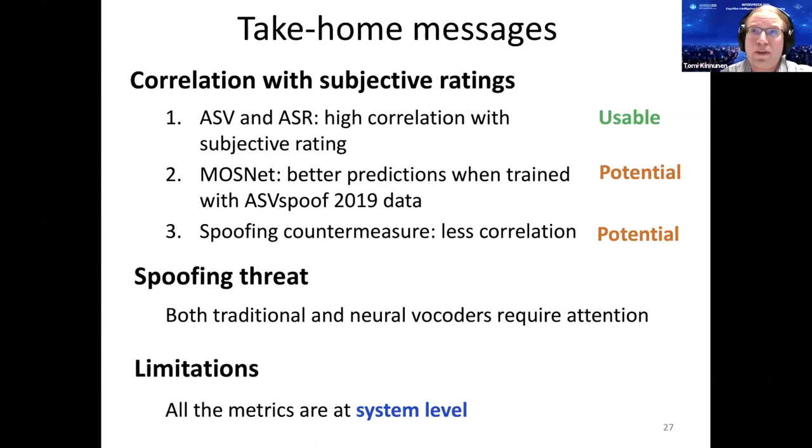But we also know, for instance, for the spoofing countermeasures, that we have issues when generalizing these systems from one database to another. So it needs more basic work on these systems. As far as the spoofing threat is considered, both the traditional vocoders and the neural vocoders remain important. And one limitation of this work that we should address in future work is that we looked at everything at the system level, taking all the samples as aggregated statistics, but we didn't show sentence level predictions as for the listening test.